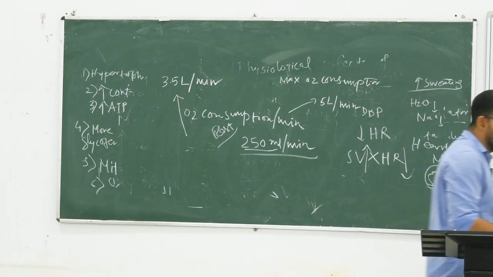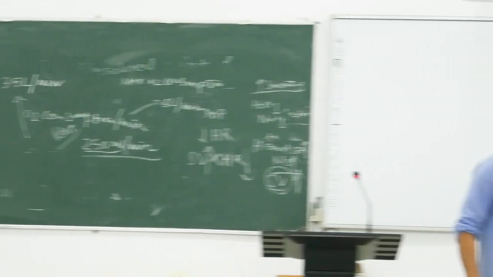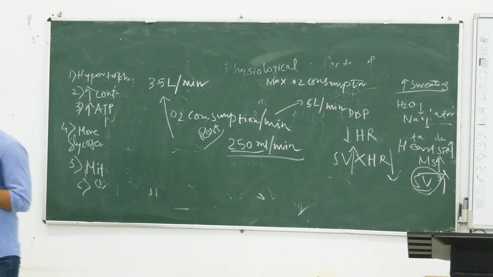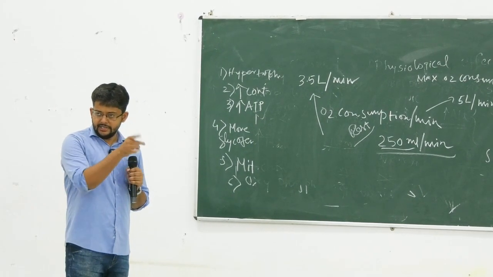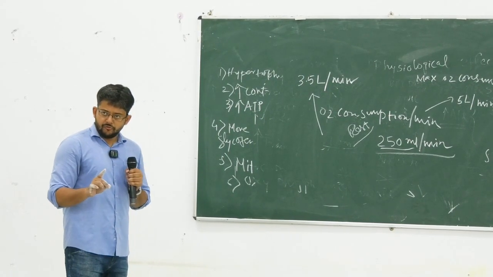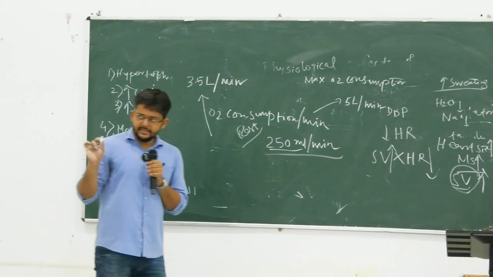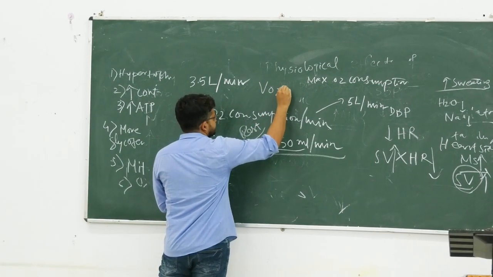Much oxygen is required to run the whole body muscle and exercise system. Clear? So in an untrained person it can go up to there, in a trained person it can go up to 5 liter per minute. What is this called? It has a name, and the name is VO2 max.